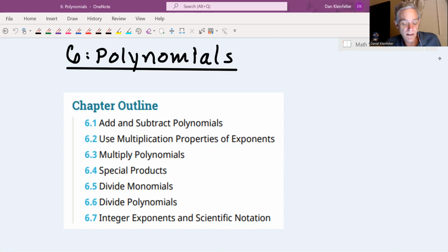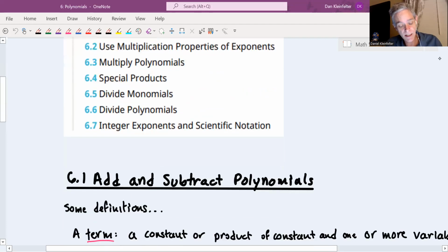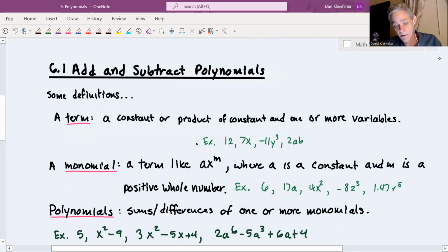So basically, the first 6/7 of the chapter are about what's a polynomial, how do you add, subtract, multiply, and divide them. And then finally, 6.7 has to do with integer exponents. So there we'll have a meaning for negative exponents. And also we'll see scientific notation and how it can be used to represent really large or really small numbers. For the most part, there aren't as many applications in this chapter, although there are some story problems in section 6.7. Okay, so let's go ahead and get into section 6.1 on adding and subtracting polynomials.